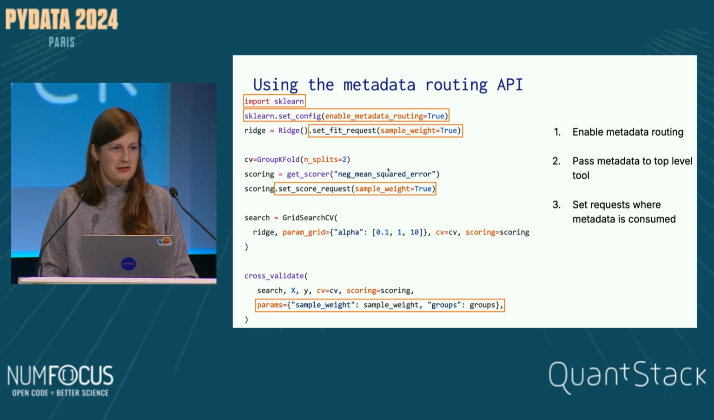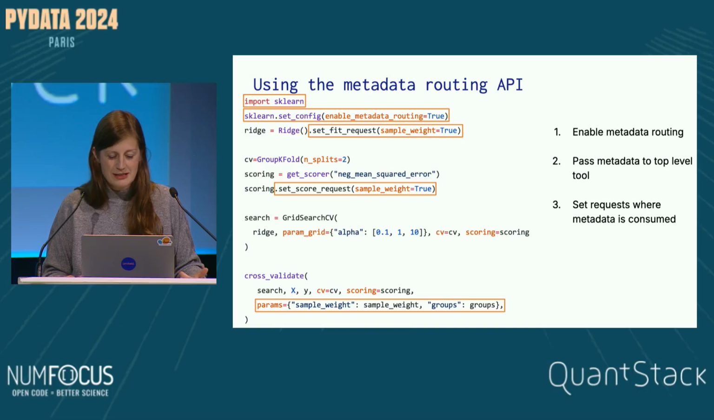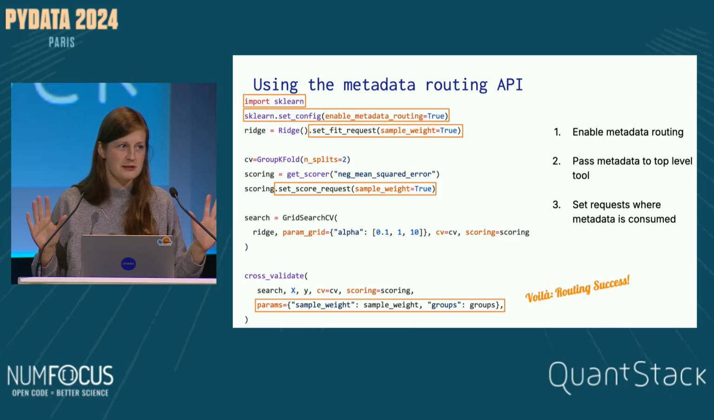All right, so since we've done all of these three steps, we've enabled the metadata routing, we have passed the metadata to the top-level tool, and then we've set all the requests. So we have, voila, a routing success, and everything works. All right.